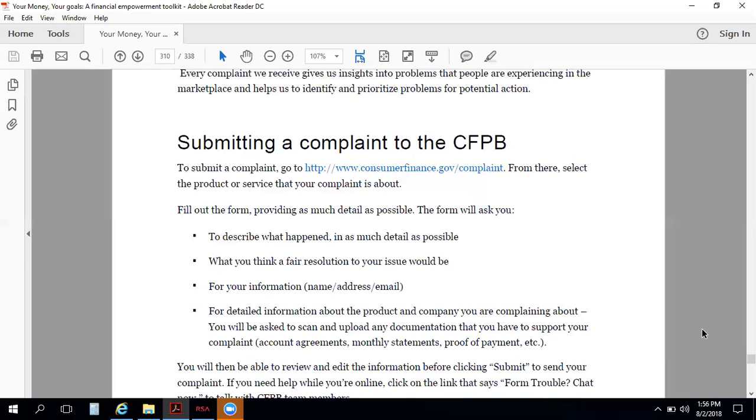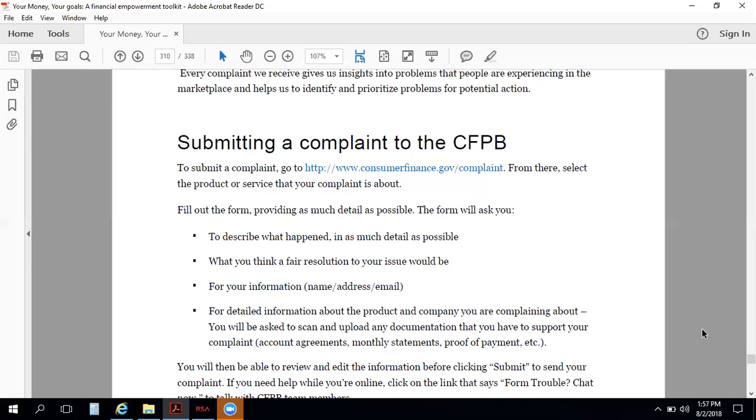And then it says you will be asked to scan and upload any documentation that you have to support your complaint. So, for example, one of the things they might look into is, let's say somebody's got a credit card. They have proof that they paid $500 on that card, but the credit card company says they never got the payment and they're charging them late fees and things like that because they didn't pay the bill, but the client has proof that they did.